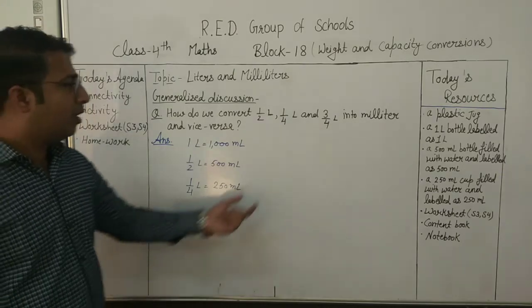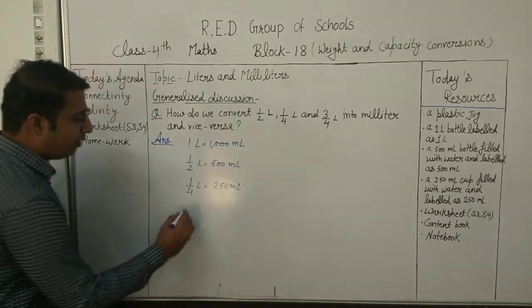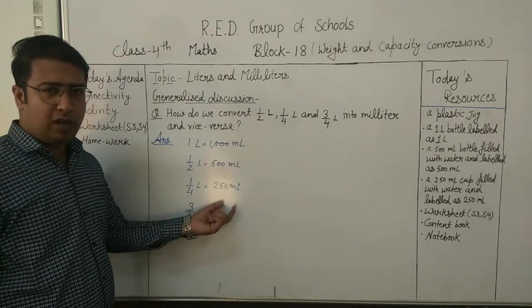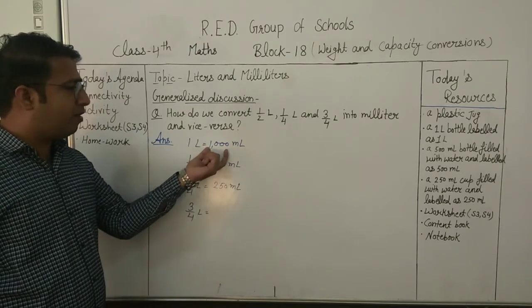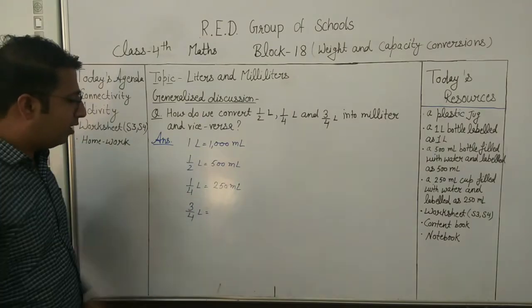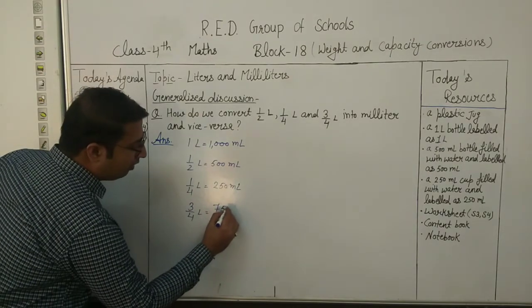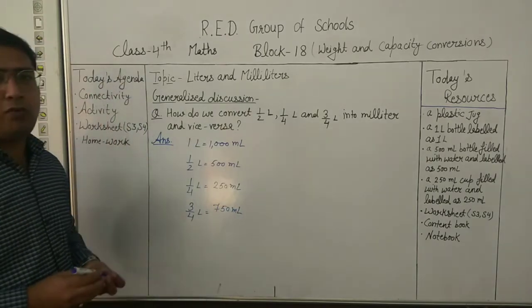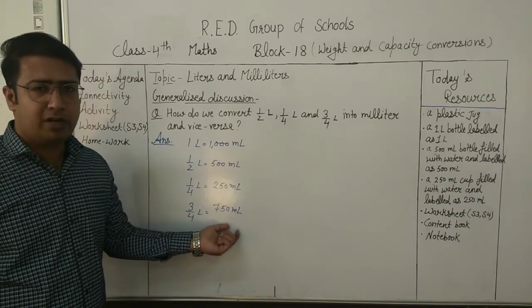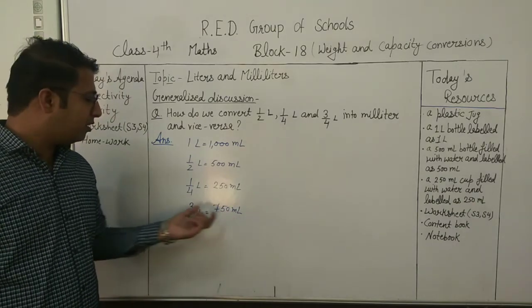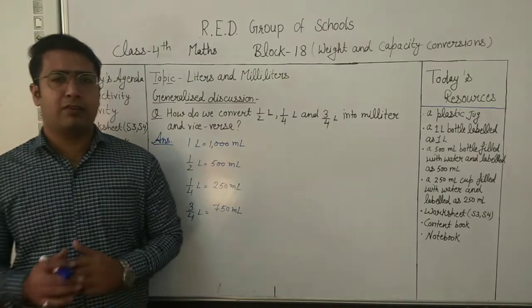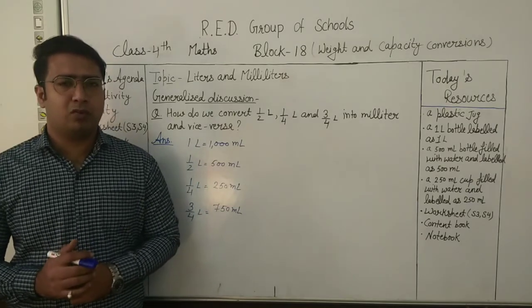Now it is 3 by 4 liter. 3 by 4 liter means we can add 1 by 4 liter 3 times. Or we can multiply 1000 by 3 and then divide by 4. So 3 by 4 liter is equal to 750 milliliter. Finally we have found the last relationship: 3 by 4 liter is equal to 750 milliliter, or 750 milliliter is equal to 3 by 4 liter. Now I hope we have done this very well. So we have to do the next question.